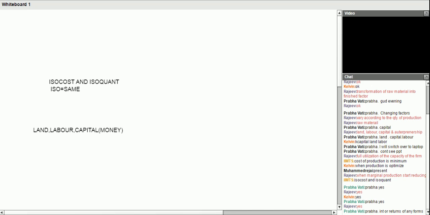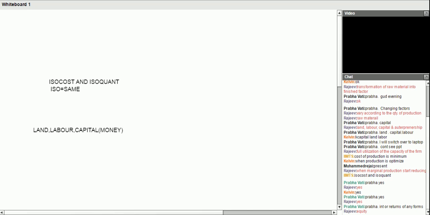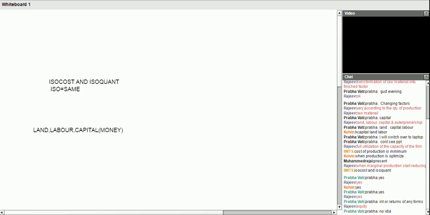Now there is one question. If the producer invests his own money into the business, then what is the cost for capital? If he is using his own money, then what is the cost for that? Can you tell me? Equity. No, Rajiv. Prabha, Kelvin, Muhammad, any idea?